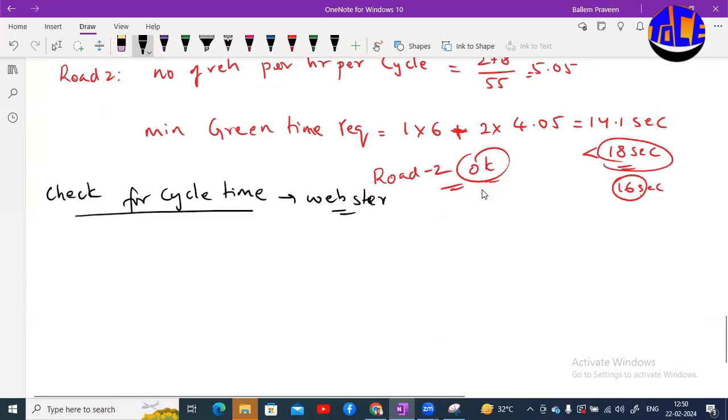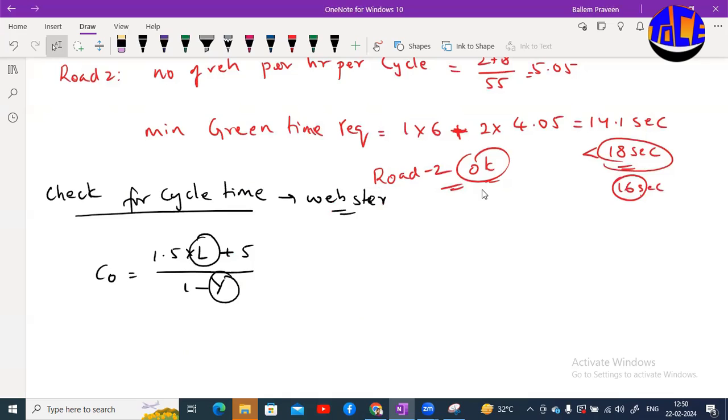Webster formula, what is Webster formula? C0 is equal to 1.5 L plus 5 divided by 1 minus capital Y. So we need the L value and the Y value. To get the Y value, we need small a, that is flow, the actual traffic flow, and the saturation flow.